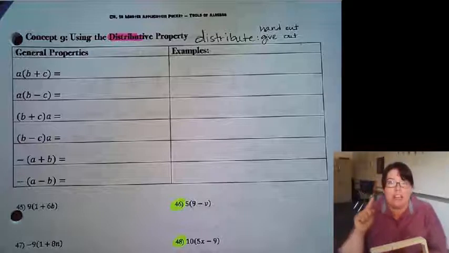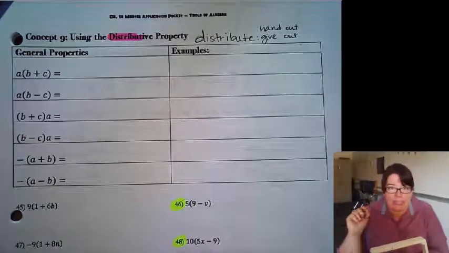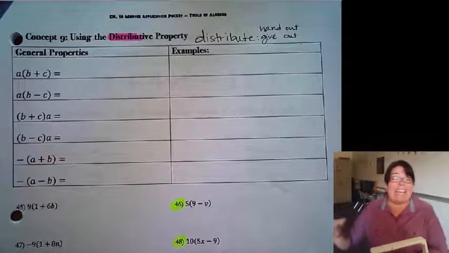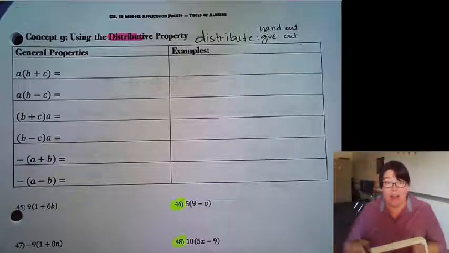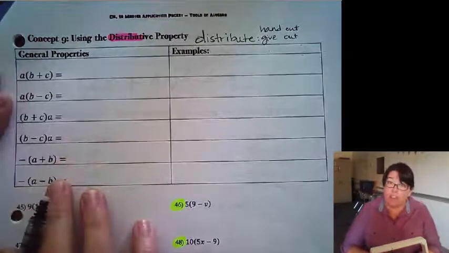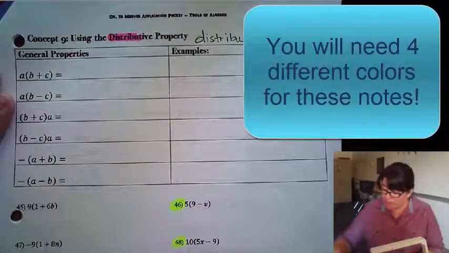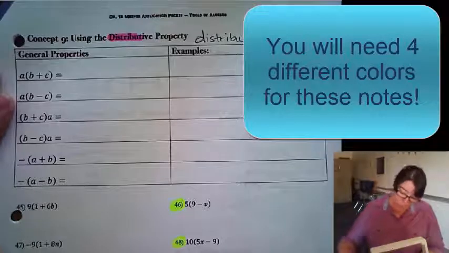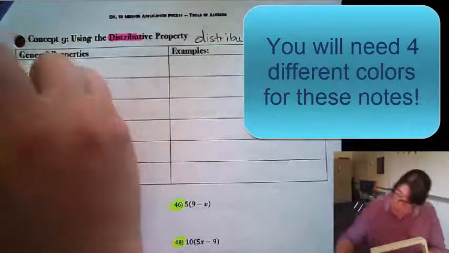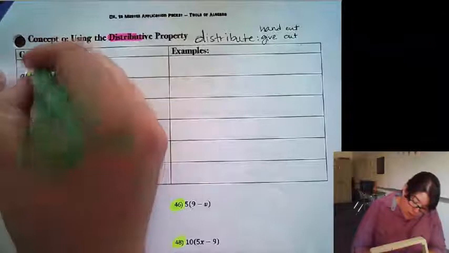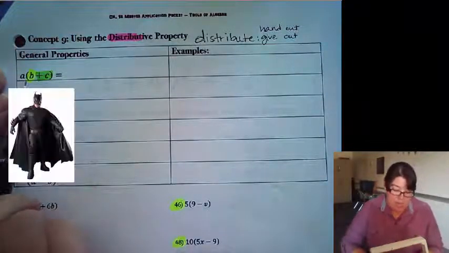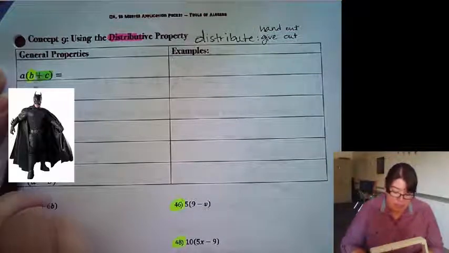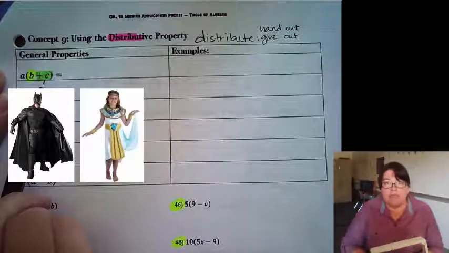All right? So anytime we're talking about distributing, I want you to think about giving out candy, okay? Has to go to everything. Let's talk about some general properties of distribution, so you can see what I mean. So here we have two people going trick-or-treating, and we'll say it's Batman and Cleopatra. Sure, everybody likes to be Cleopatra for Halloween, right?